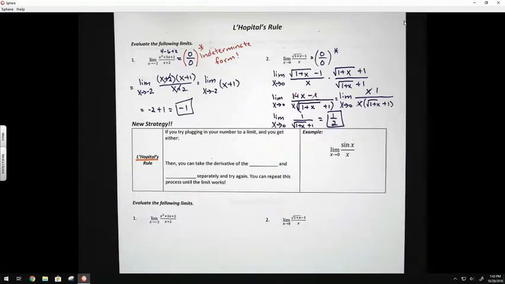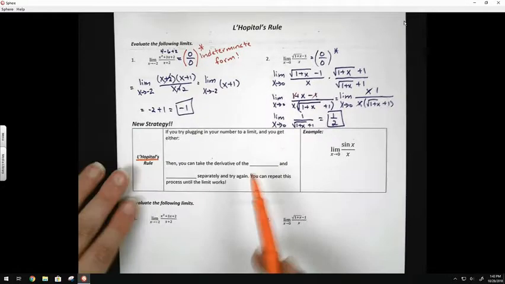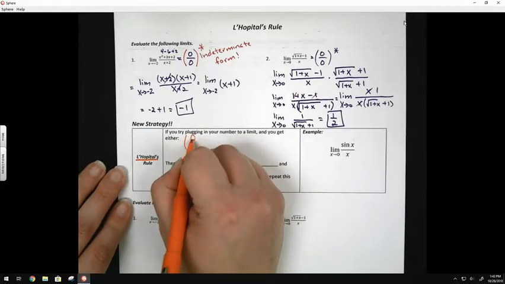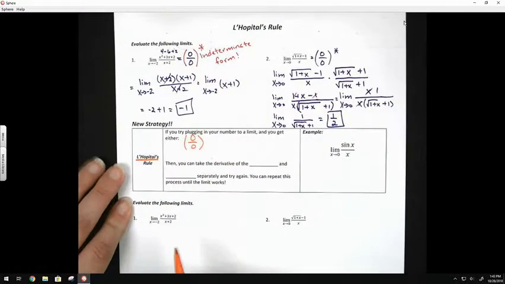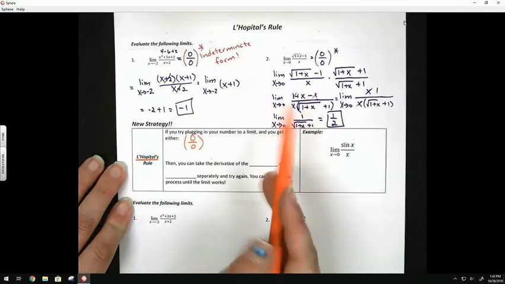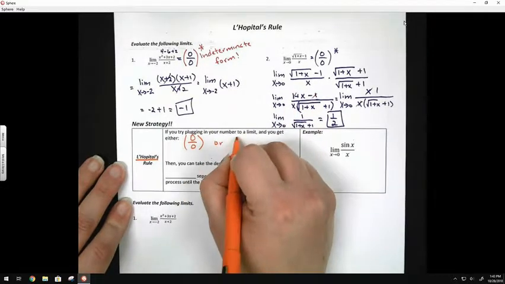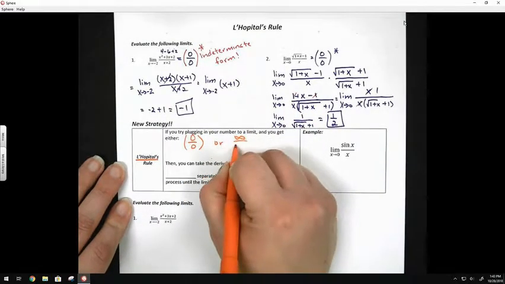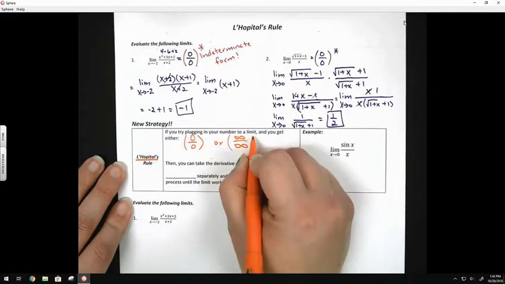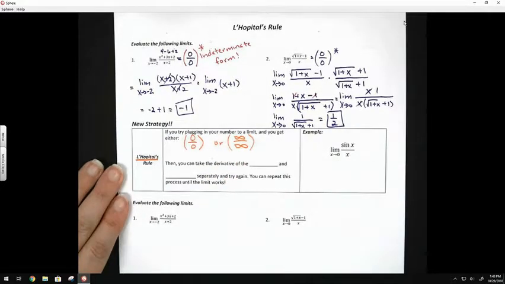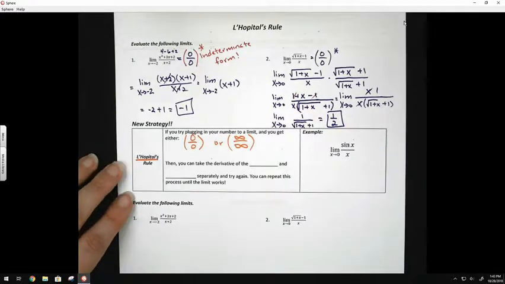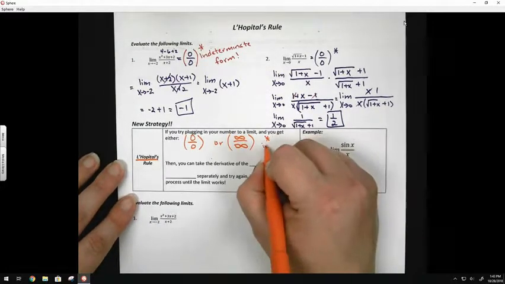So if you are trying to plug in numbers into your limit and you get either 0 over 0, so our first indeterminate form that we just talked about with both of these, or if you get infinity over infinity, that's another indeterminate form.